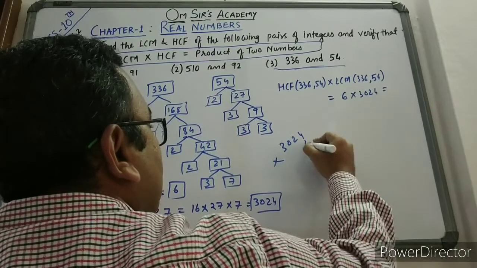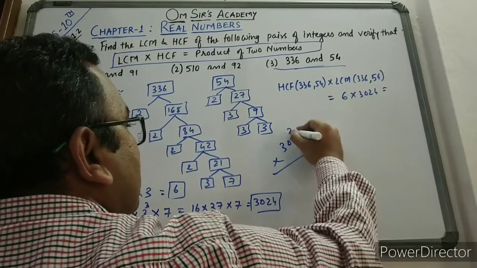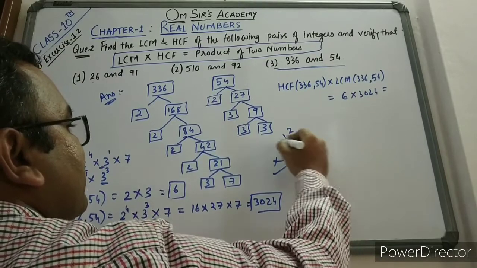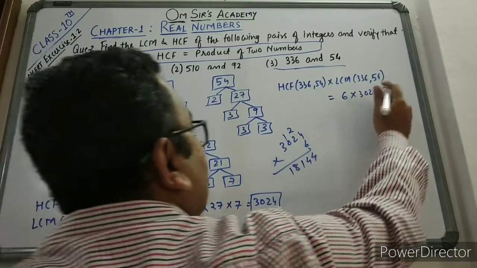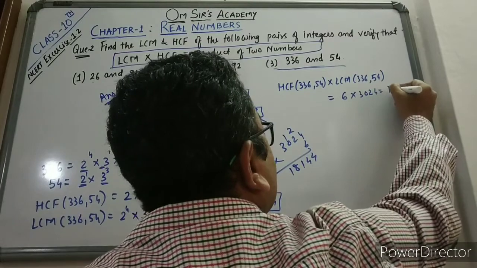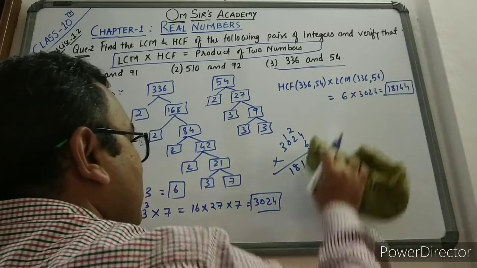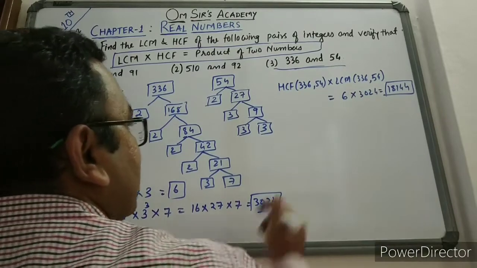Let us do it. 4 6s are 24, 6 2s are 12 plus 2 is 14, 6 zeros are 0 plus 1 is 1, 6 3s are 18. So the answer is 18144, that is 18,144. Now the product of two numbers.